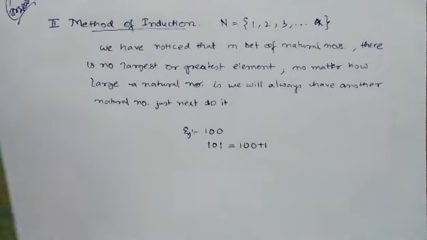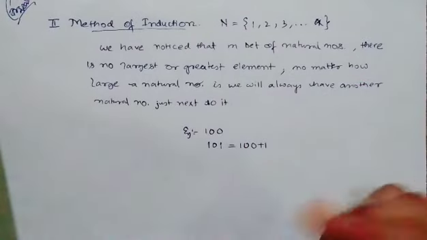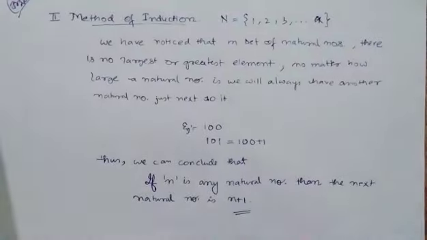For every natural number, you will always find a number next to it which is greater than that number by 1. This observation helps us to conclude that if we consider any natural number n, the next natural number will be n plus 1.